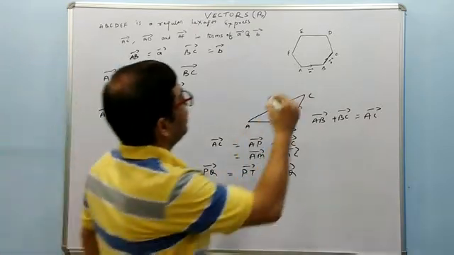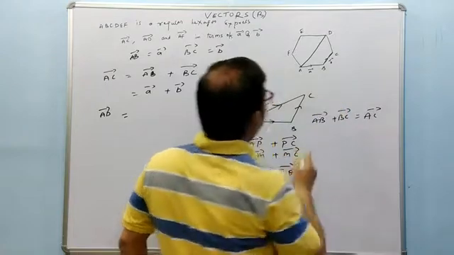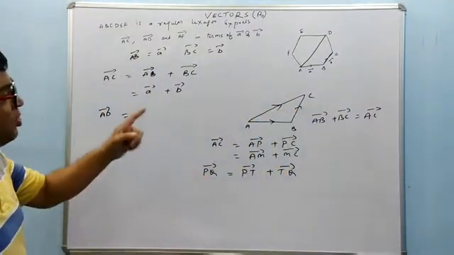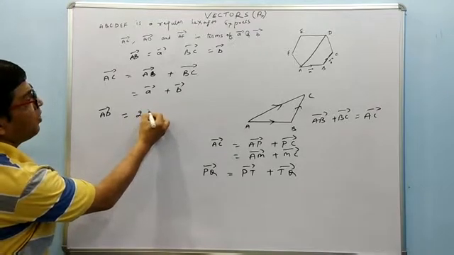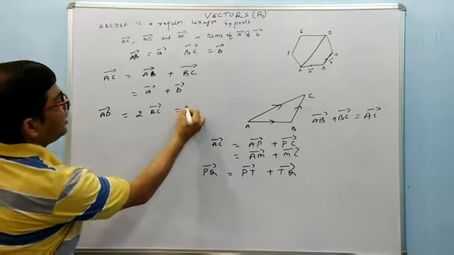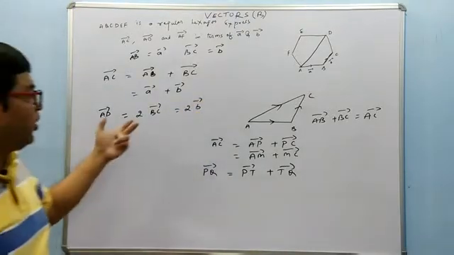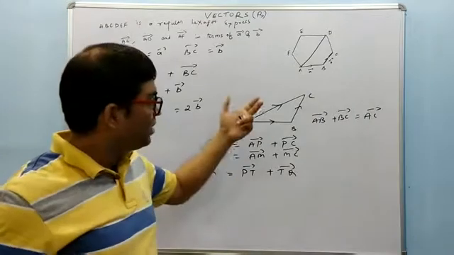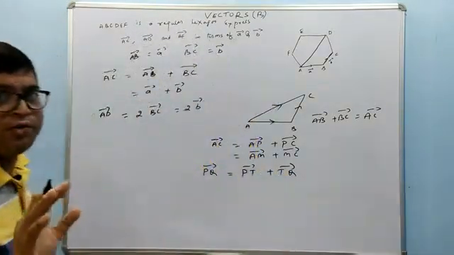This is vector AD, and by geometry you can see that vector AD is double of vector BC. So it is easily 2 vector B. It is very easy, no need of using the triangle law here because that is obvious from the figure. It is given. So no need of using the triangle law.